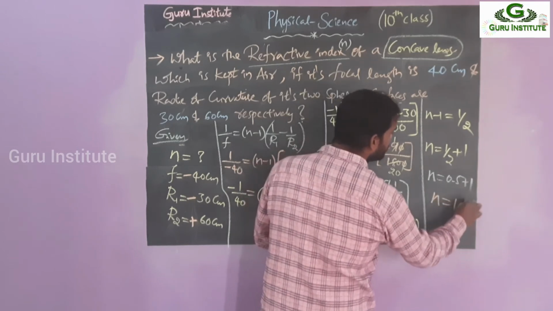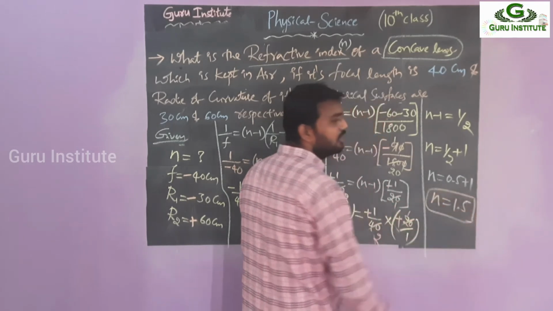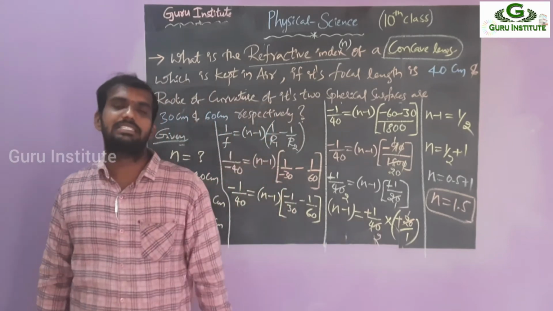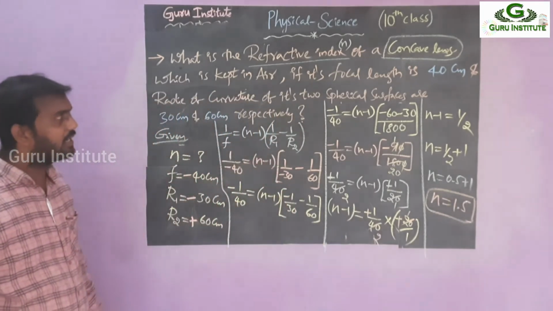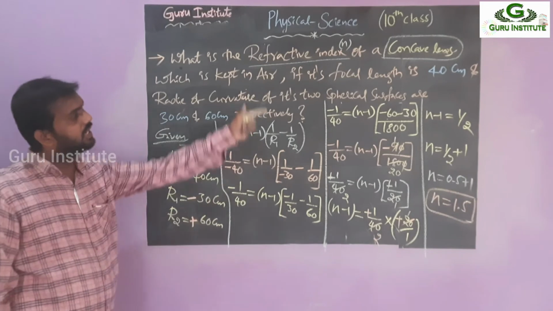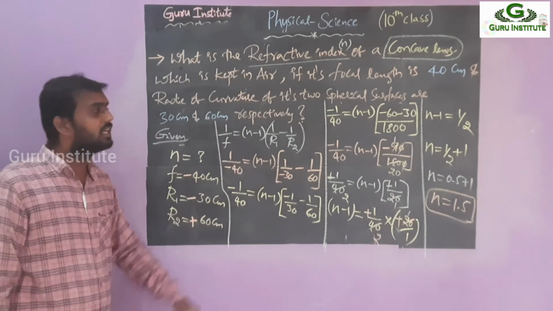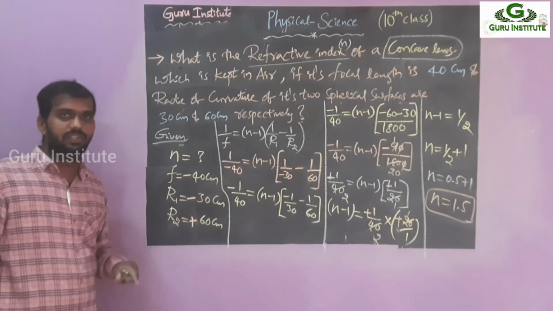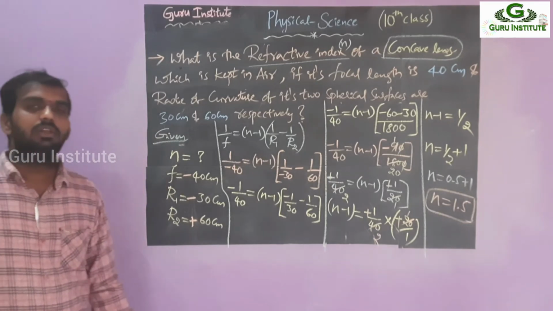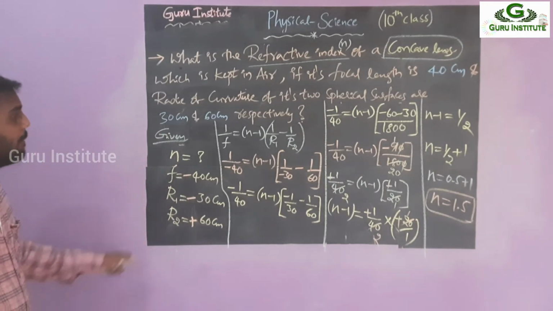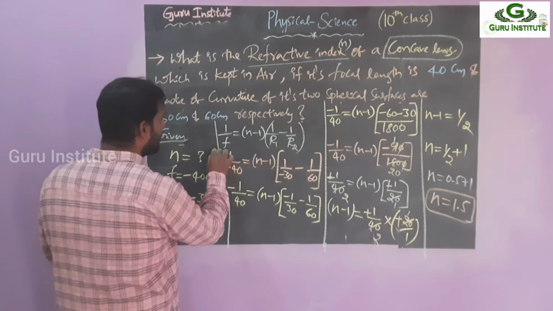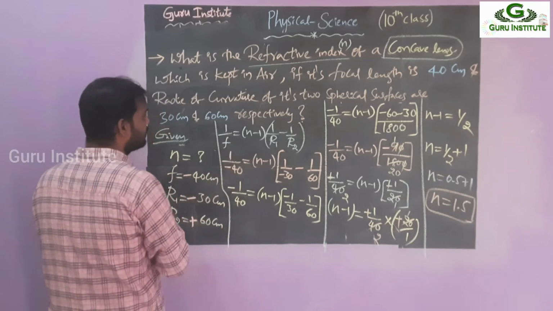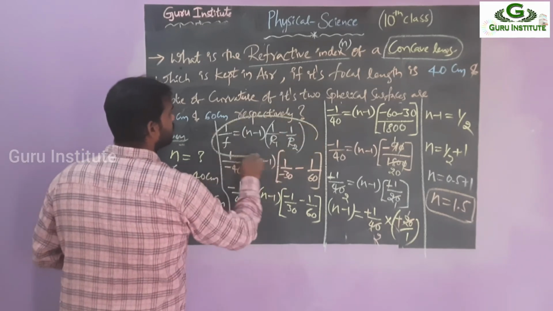What do you observe from these two cases? What do you observe? Both the refractive indices are the same, for the concave lens and convex lens, if they have equal focal length and equal radius of curvature. So this is about the lens maker's formula, the application of the lens maker's formula. This one, observe this one.